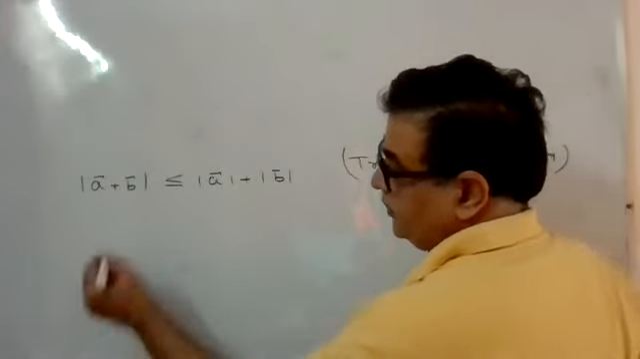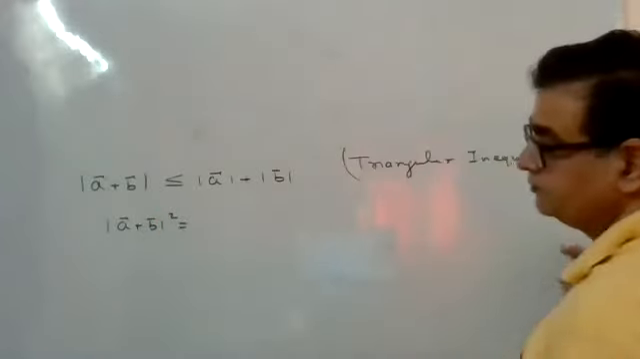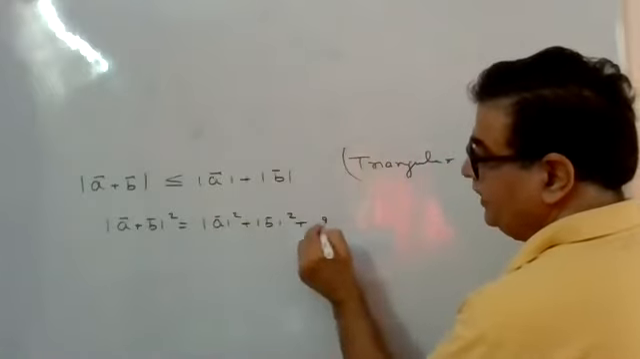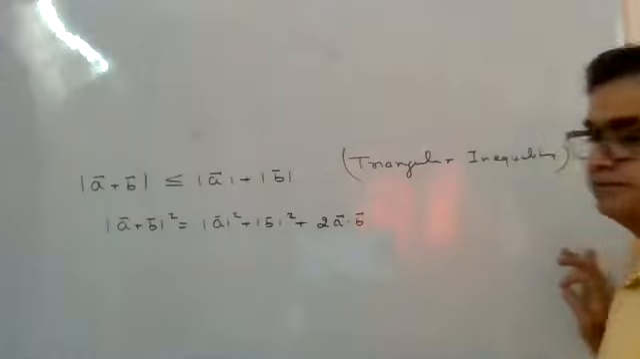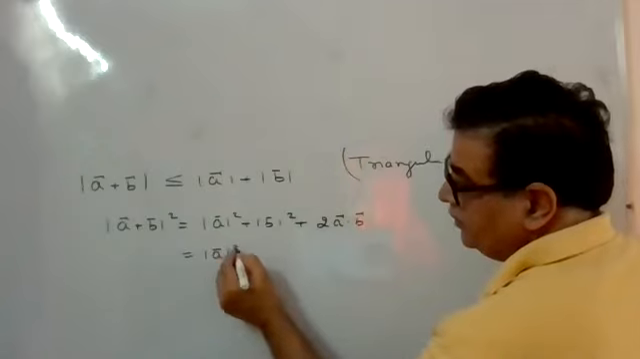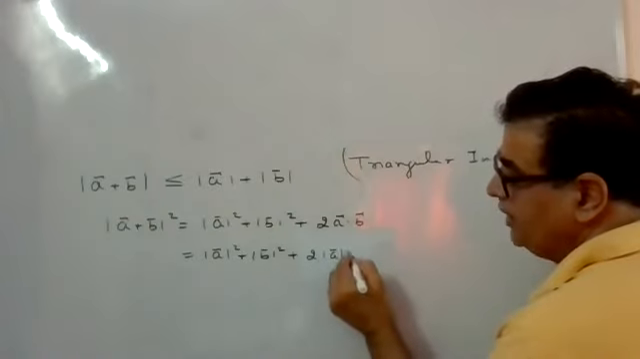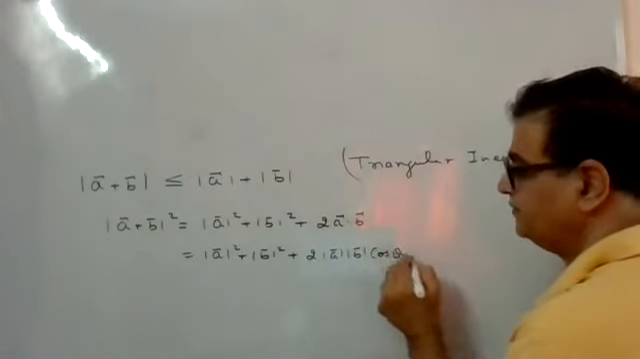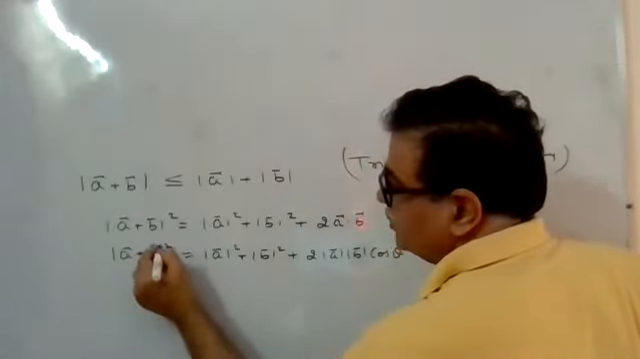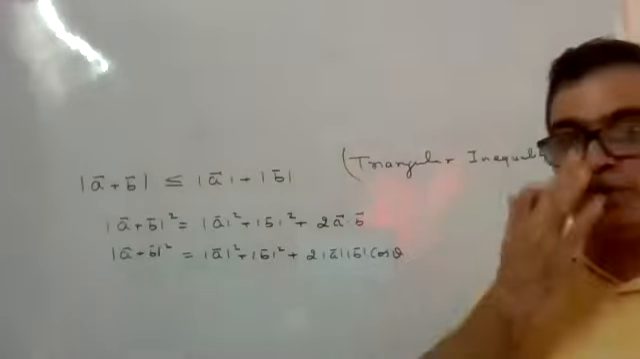Just check how to start this question. Again, we will start with A plus B whole square. This formula we have already done. This is magnitude A square, magnitude B square, twice A dot B. Or I should say it will be magnitude A square plus magnitude B square plus twice magnitude A magnitude B cos theta. This comes out to be magnitude of A plus B whole square. Right or no?